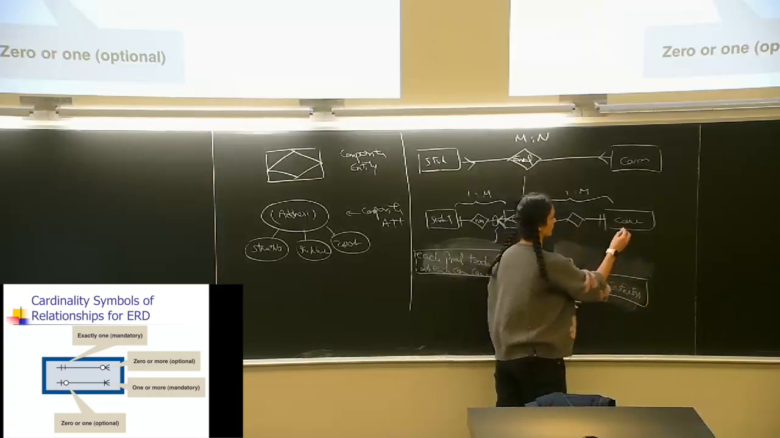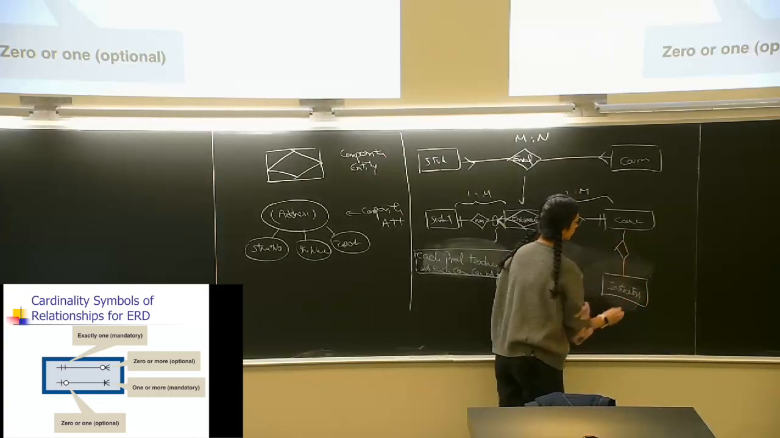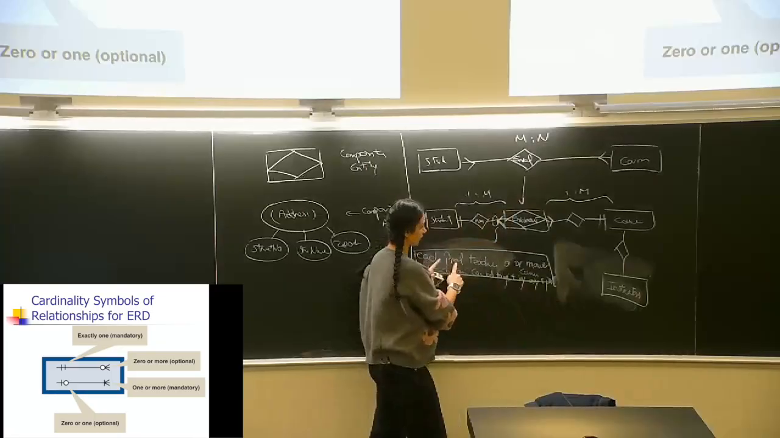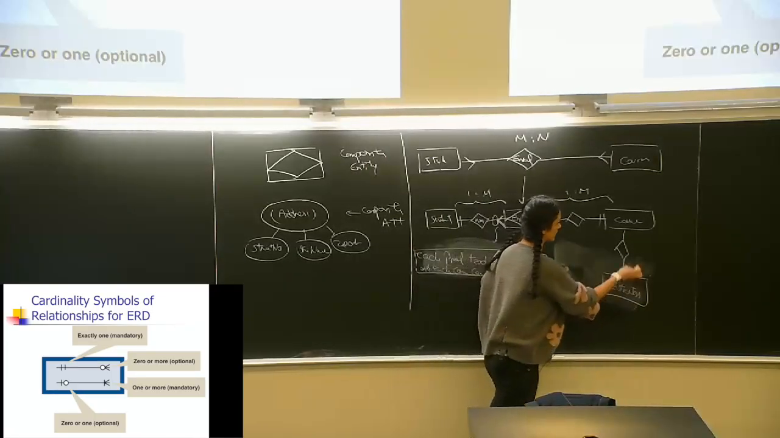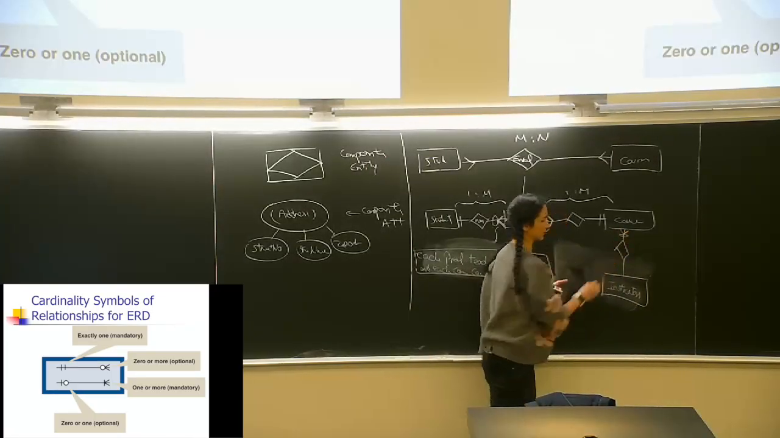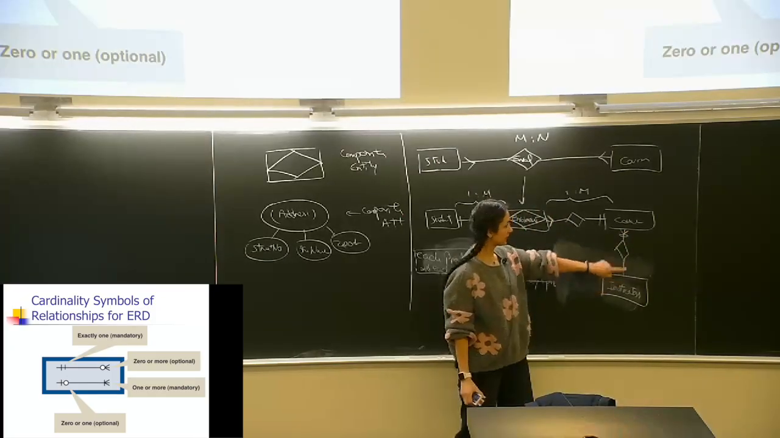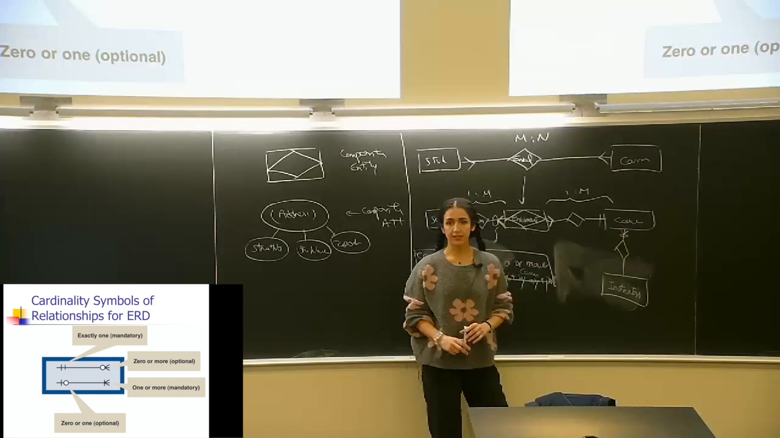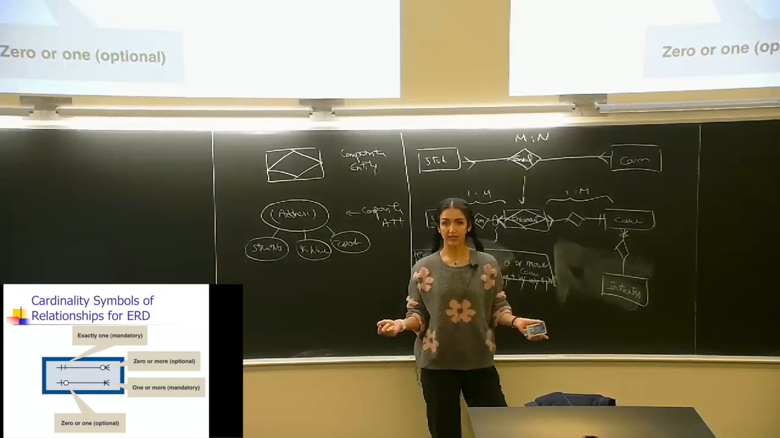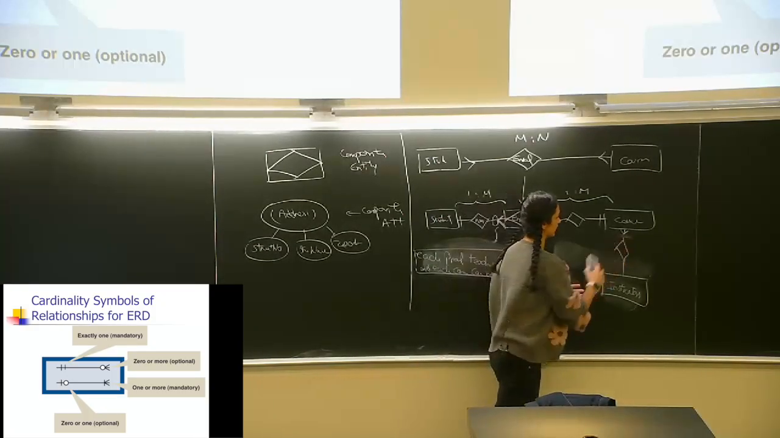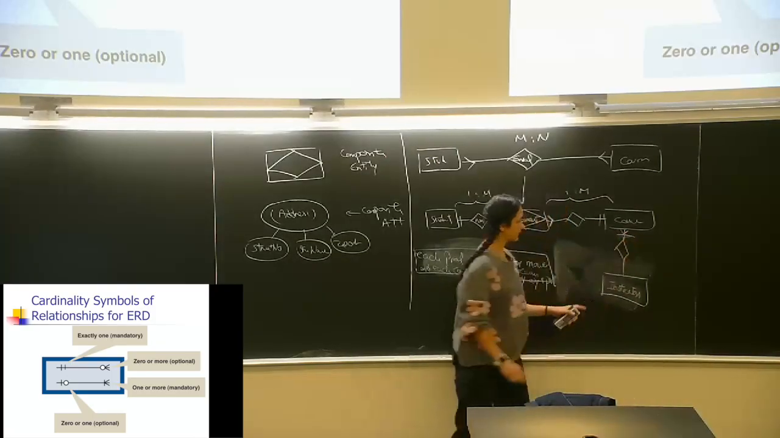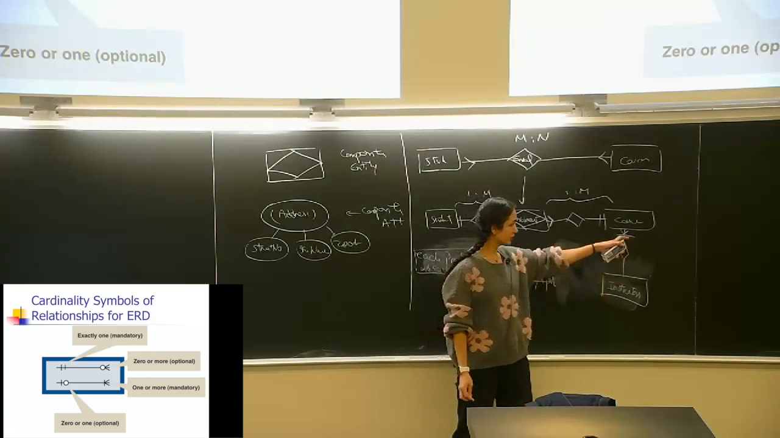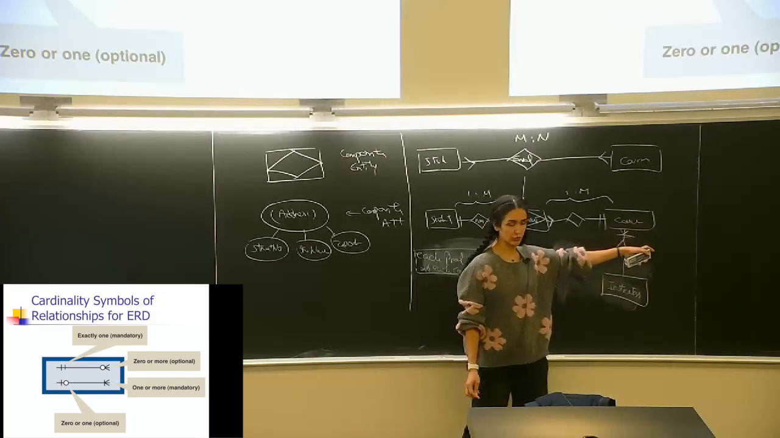Now, what is the relationship between course and instructor? If you say each instructor teaches 0 or more courses, this is how you show it, right? Each instructor is teaching 0 or more courses. If I say each instructor should teach at least 1 course, is this optional or mandatory? Mandatory. And then what would be the sign? Like this, right? So this means each instructor should teach at least 1 course, can also teach more courses, so 1 or more.